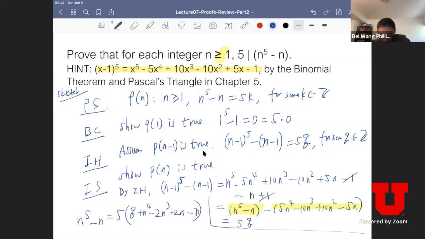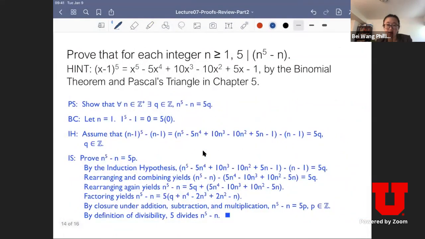Did I get it right? No, this is a square. All right. So of course, by the closure property of integers, this is an integer here, and then we're done, because we can express n to the power 5 minus n as 5 times some integer. Okay. Of course, this is just a sketch. This is a detailed proof, and I will encourage you to read it and compare it against your own solution. Okay.